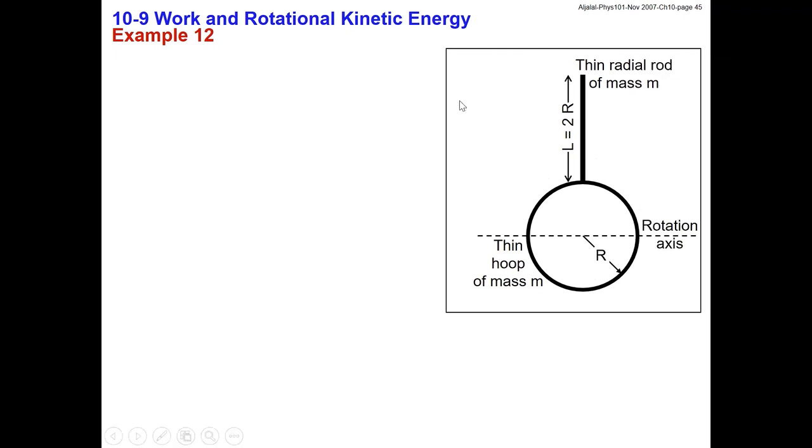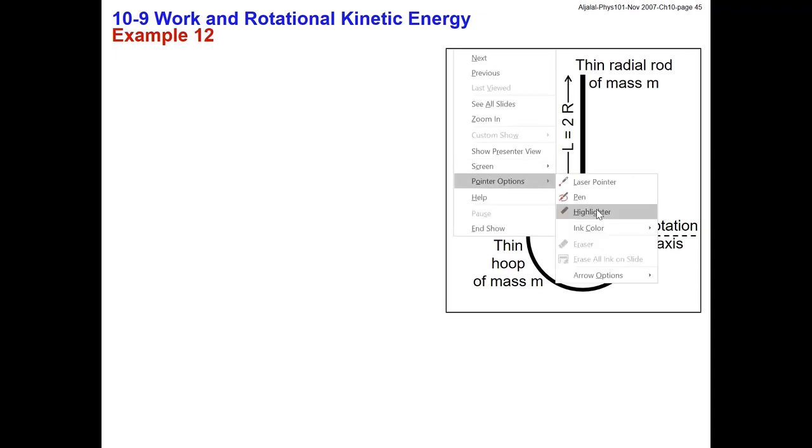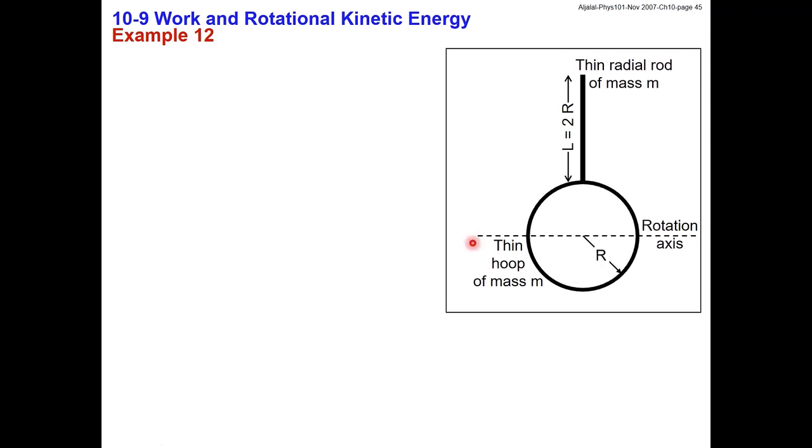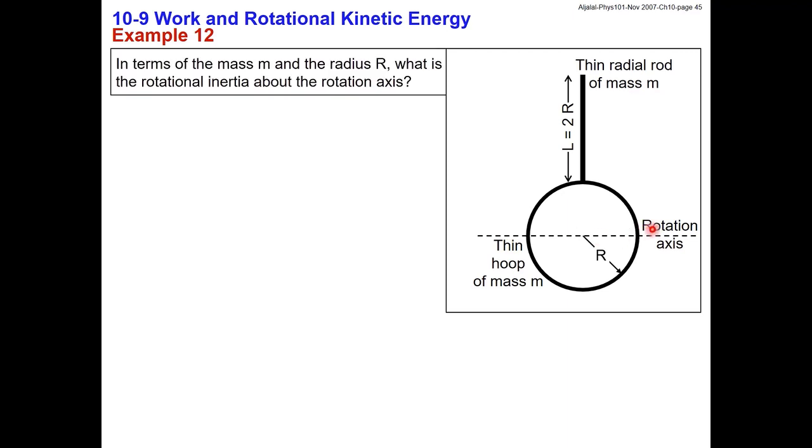Now here I put the rotational axis here, as you can see it. The rotational axis is right here. And the question is, what is the moment of inertia of this whole object, of this whole system, with respect to the rotational axis that I just plotted here? So in terms of m and r, find the rotational inertia about this axis of rotation.